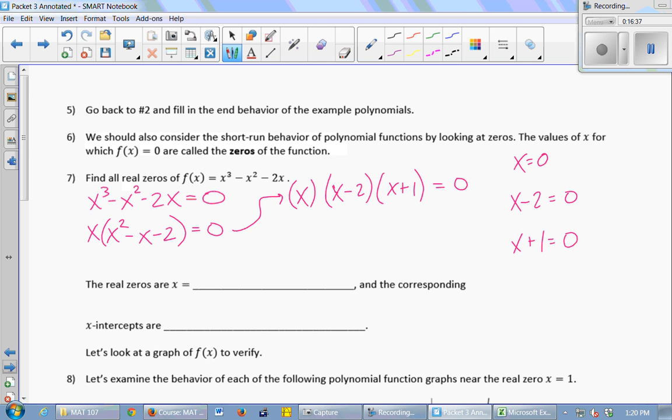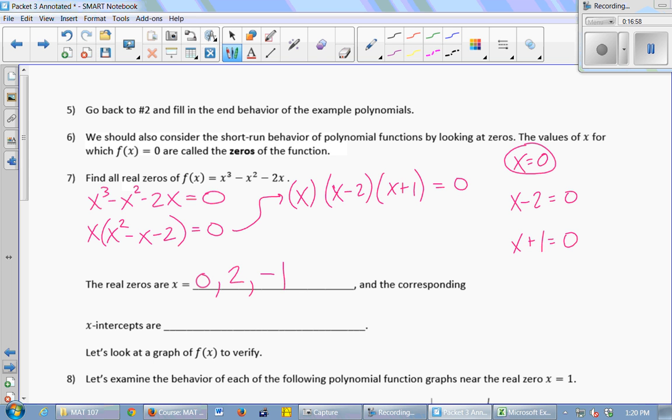And when I solve each of these equations, my zeros end up being, well, 0. That one's solved. X minus 2 equals 0. When you solve it, you get 2. And x plus 1 equals 0. When you solve it, you get negative 1. So there are my three zeros.